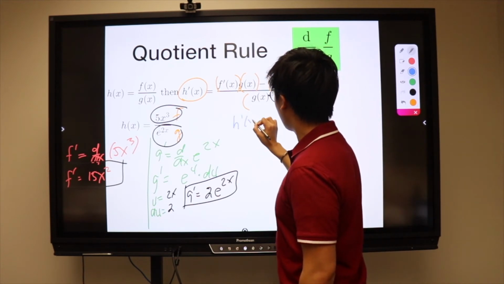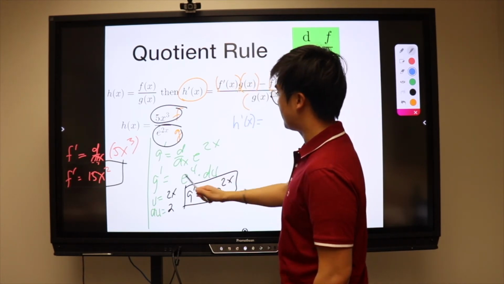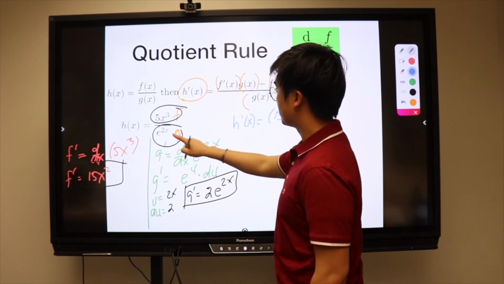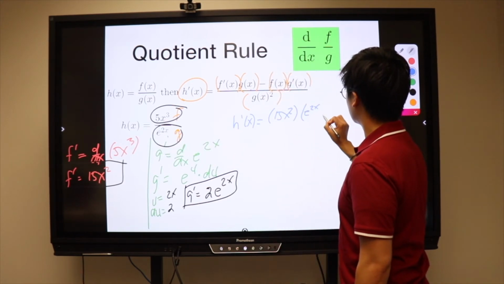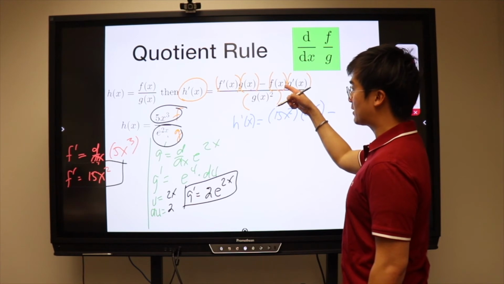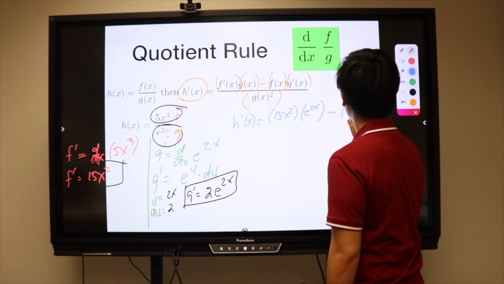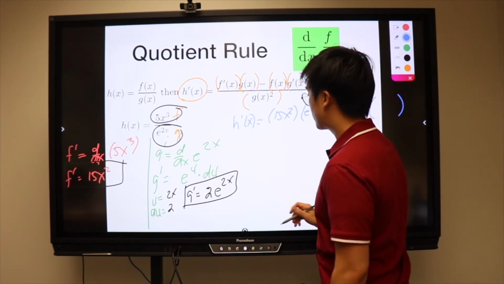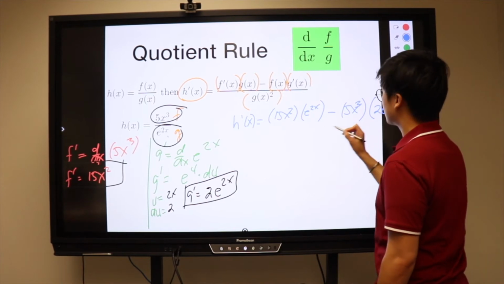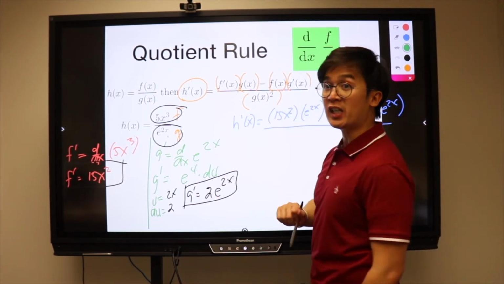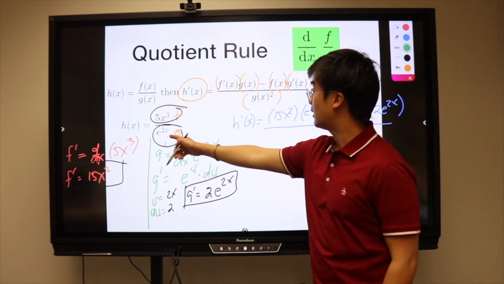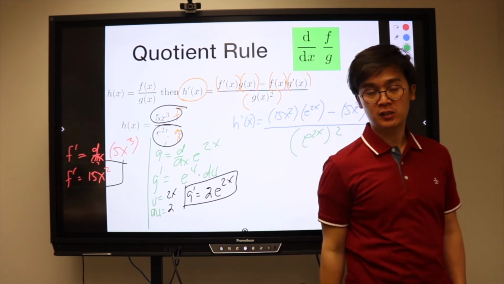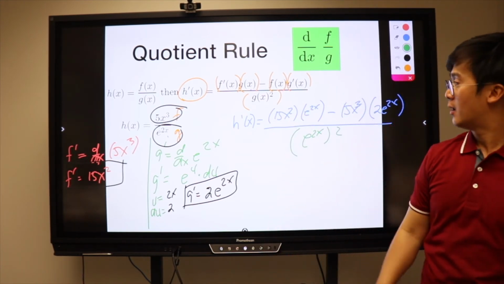H prime of x is equal to f prime of x times g of x minus f of x, 5x cubed, times g prime of x, 2e to the 2x, all over g of x squared. And what is g of x squared? Just square g, e to the 2x squared. And you're finished. This is your derivative function.